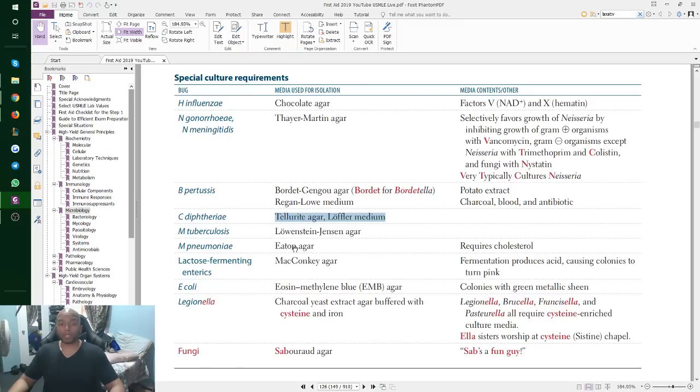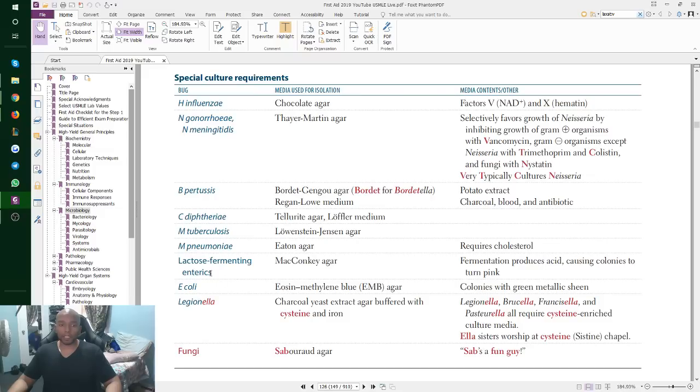And Mycoplasma pneumoniae requires Eaton agar, which actually requires cholesterol, right? So that might be given in a question where putting it on the agar alone didn't work, and then they added cholesterol and it started working and the bug was growing. So it must have been Eaton agar. And it's easy to remember cholesterol because eating basically makes you have more cholesterol. So that's a little thing you can do there.